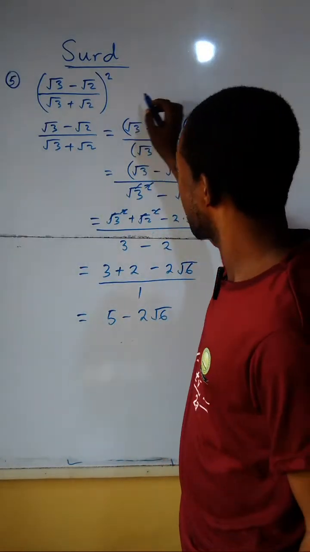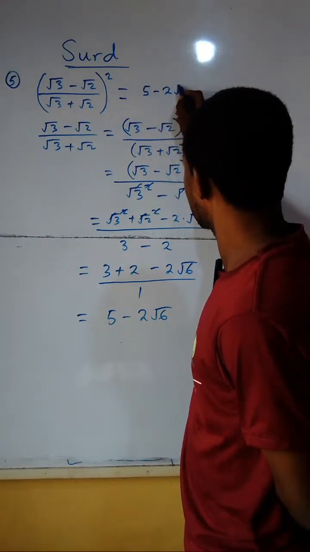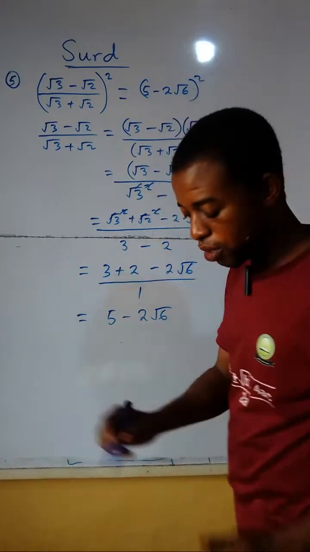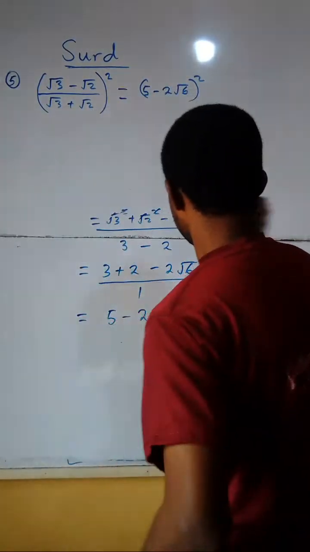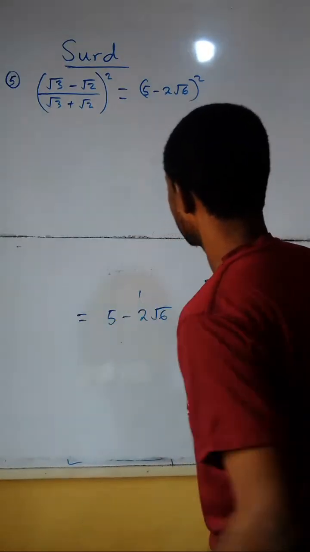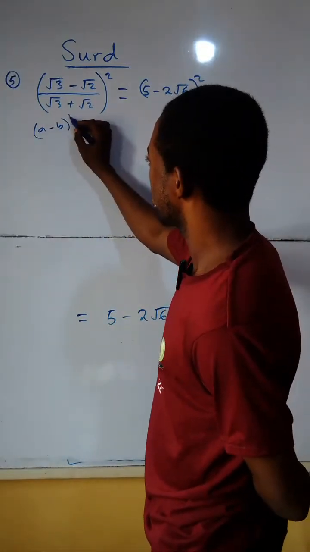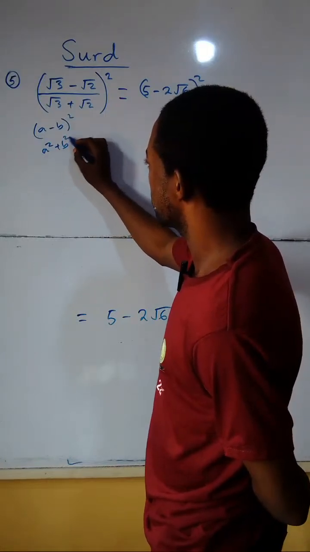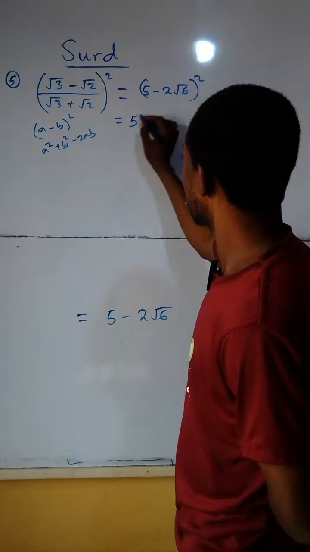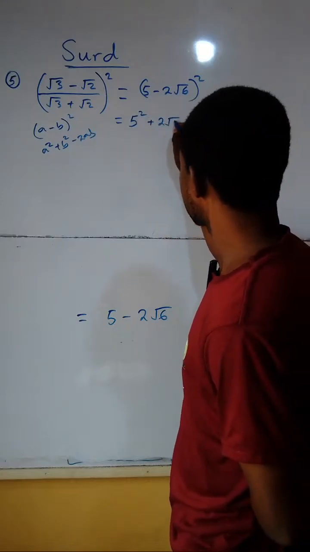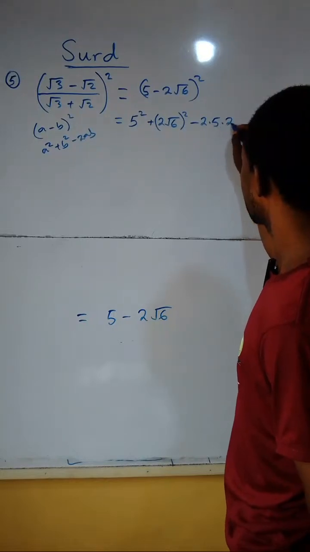Now because of this square here, we can equally write this as 5 minus 2 root 6 squared. Now when we solve that, when something multiplies itself twice, that's the meaning of square. So we can double that bracket, or we can expand directly from the identity of when we have a minus b all squared. This is the same thing as a squared plus b squared minus 2ab. Following this, it will now be 5 squared plus 2 root 6 all squared, then minus 2 times 5 times 2 root 6.